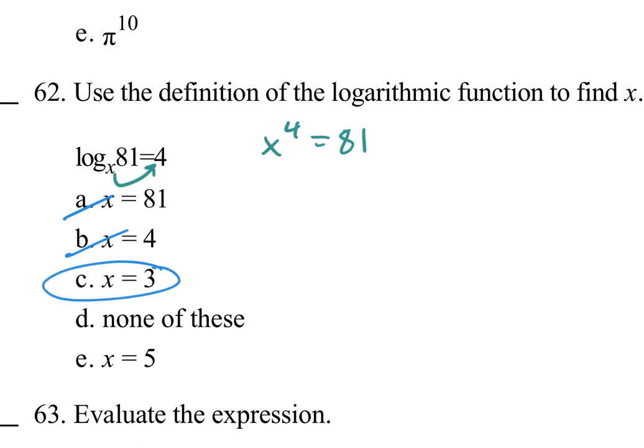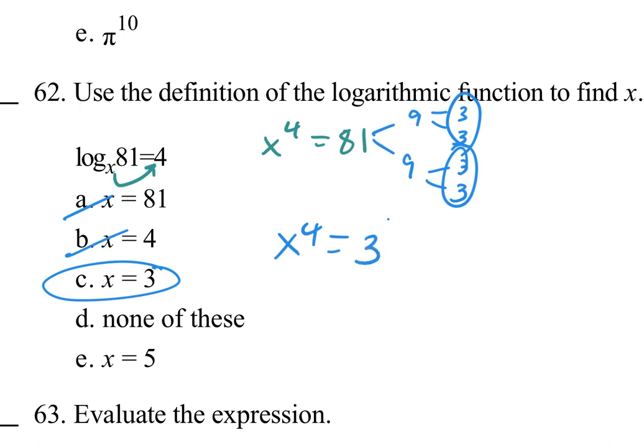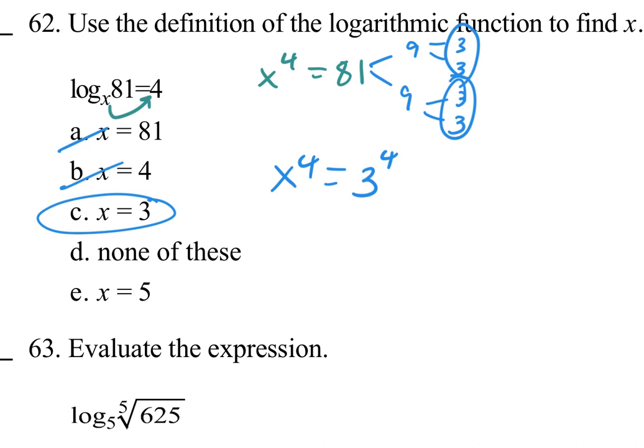But if you want to work the other way, you're going to break the 81 down. So I want something that goes into it 4 times. 81 is 9 and 9, which is 3 and 3 and 3 and 3. There are 4 3s. So I know that 81 is 3 to the fourth. And then x is 3.